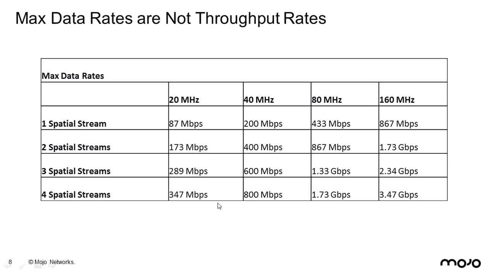So for instance, if you have a MacBook Pro at 3 spatial stream and you connect to an 80 megahertz 11AC access point, wave 1 or wave 2, the max data rate that you can connect at would be 1.33 gigabits per second. But that just tells us what the max data rate is. It doesn't tell us the throughput rate.